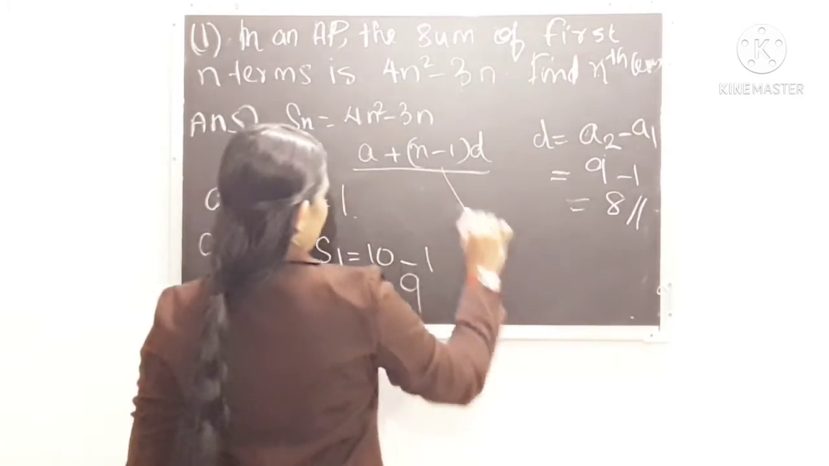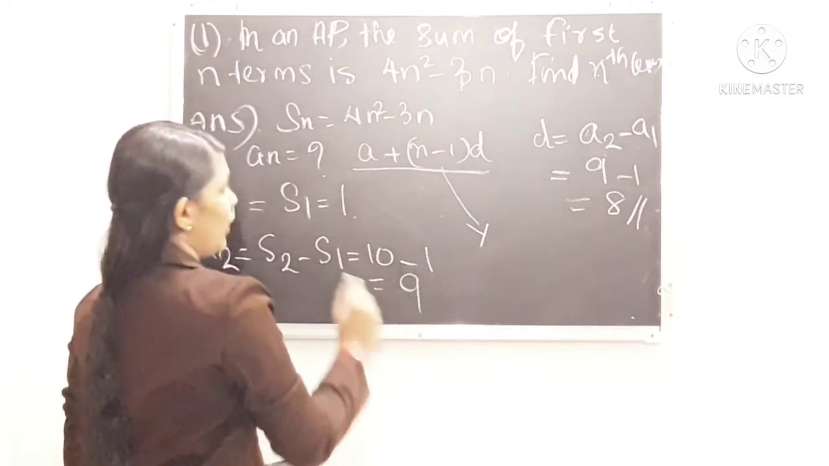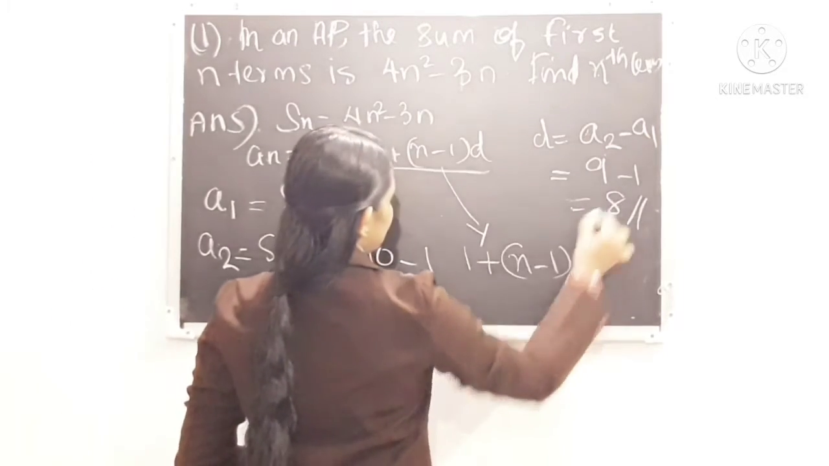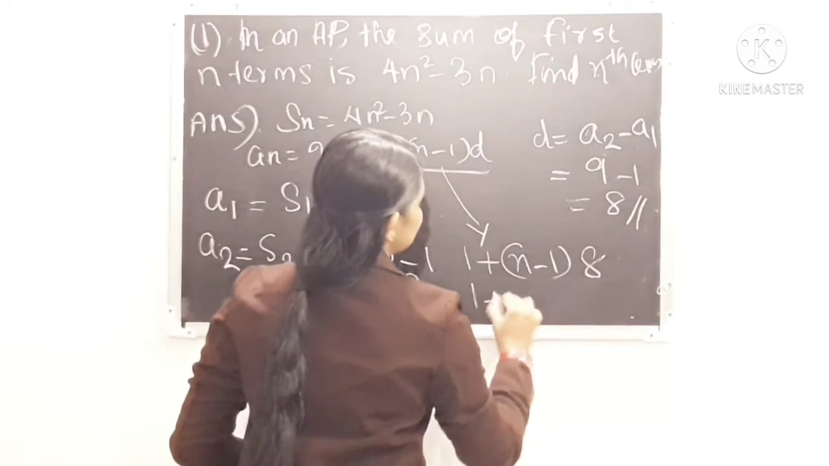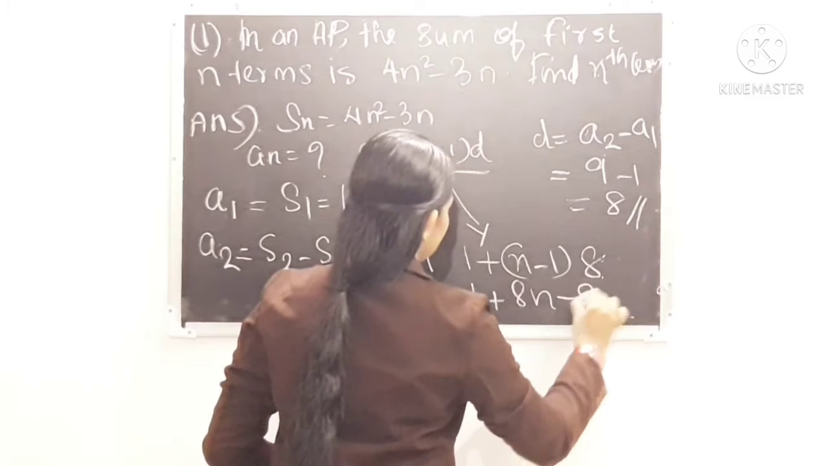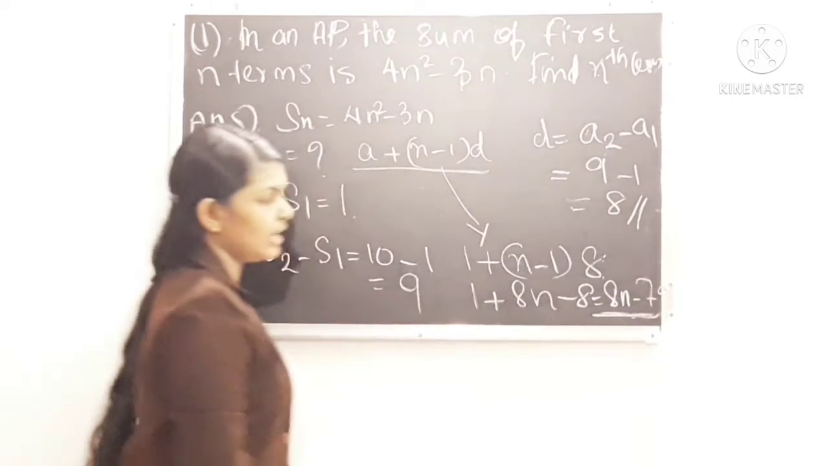Now we can write the An as a plus (n minus 1) into d. What is a here? A is the first term itself, which is equal to 1. So 1 plus (n minus 1) into d. What is d? It is 8. So 1 plus (n minus 1) into 8, which is equal to 8n minus 8, so it will be equal to 8n minus 7. So that will be the nth term in this AP.